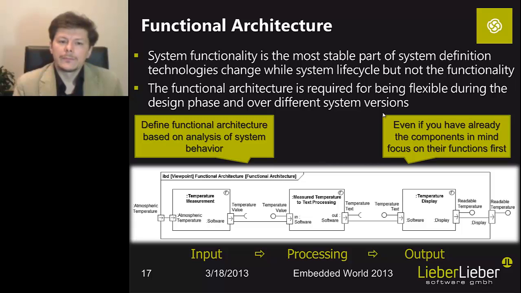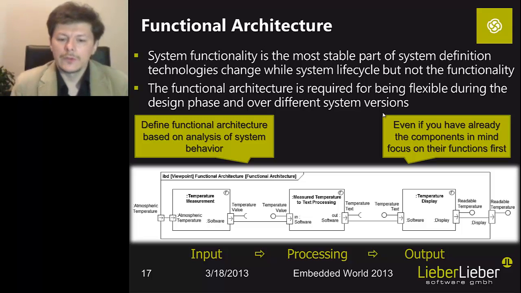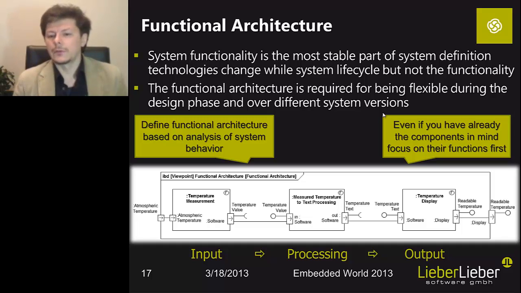The reason is that the system functionality is the most stable part of the system definition. Technologies change over time. You may change the processor type, you may change the hardware, you may change software libraries, but the core functionality stays the same. Of course, over time it could be possible that you will provide new functions, but the core functionality stays the same.